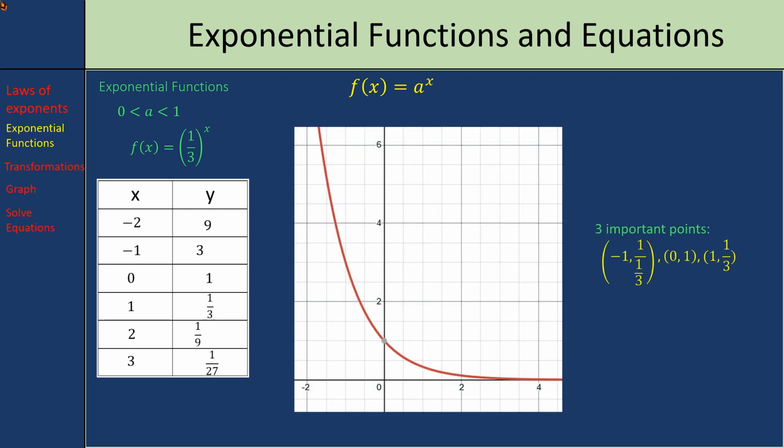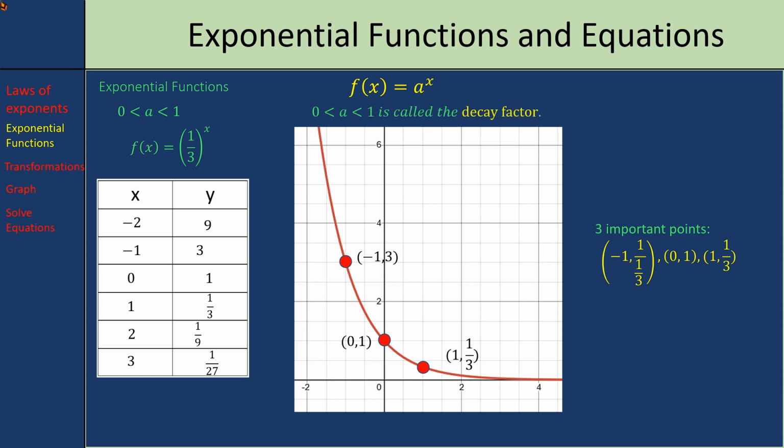So again, the graph looks like that. Our three important points are (-1, 1 over a), so 1 over 1/3, which is, oh, there's (0, 1), always there. And then (-1, 1 over 1/3) is 3, right? That's why I have -1 and 3. And then the other point is (1, a), which is 1 and 1/3.